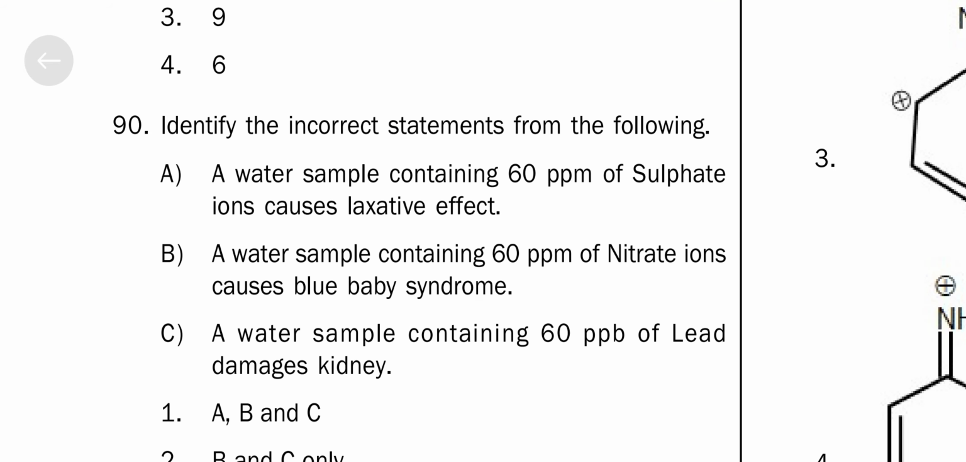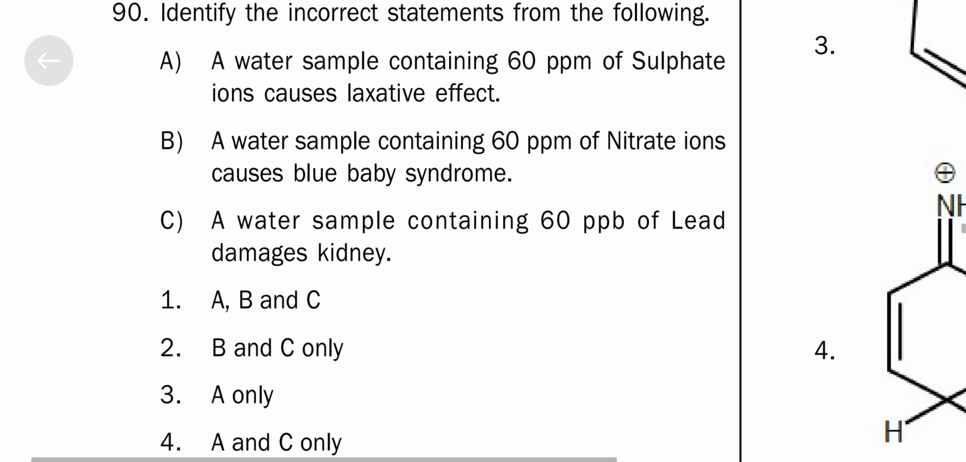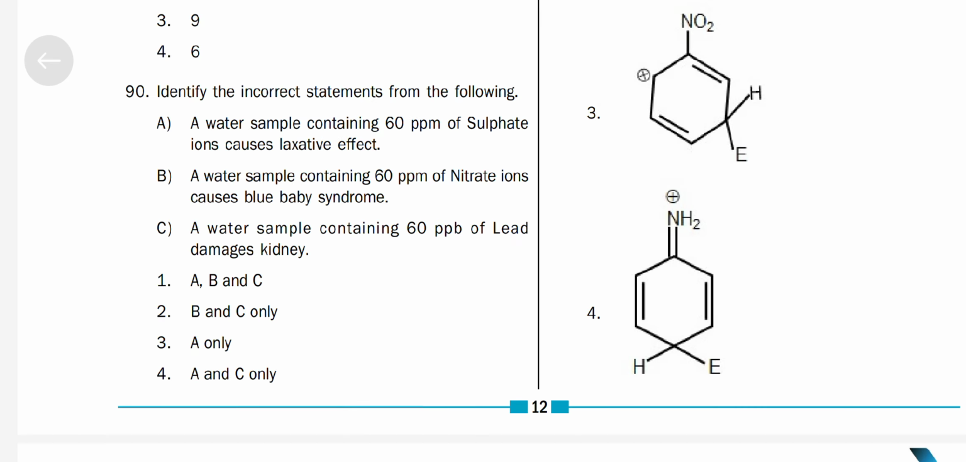Identify the incorrect statements from the following. A water sample containing 60 ppm of sulfate ions causes laxative effect. So this is completely memory based question. I think it should be 500 ppm. 500 ppm sulfate ion causes laxative effect. So it is the only incorrect statement. Remaining 2 statements are correct, but this is completely memory.